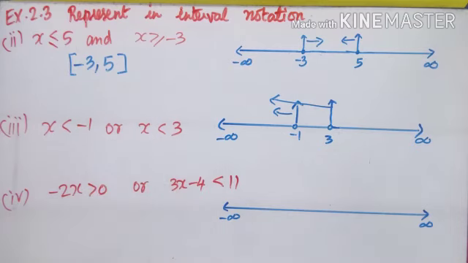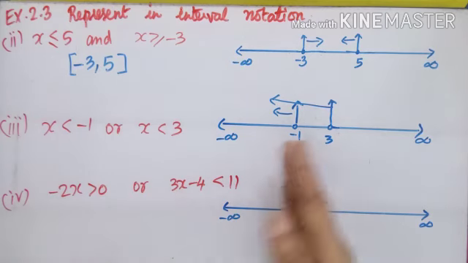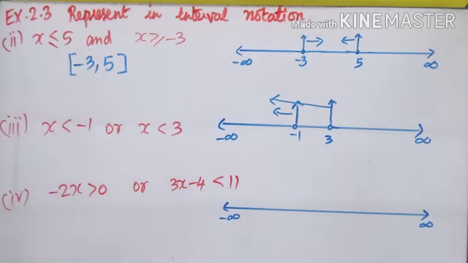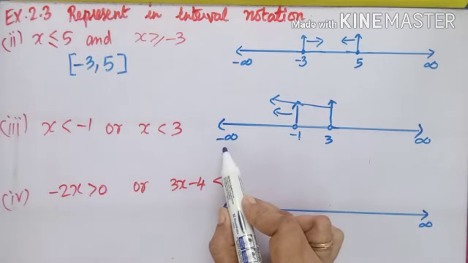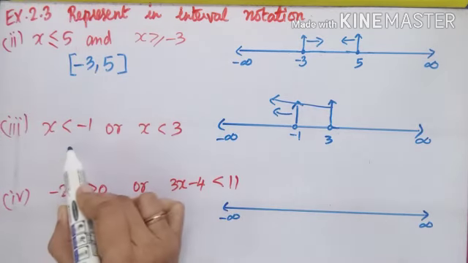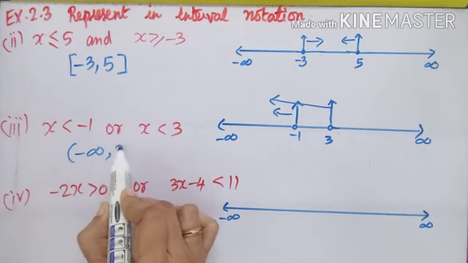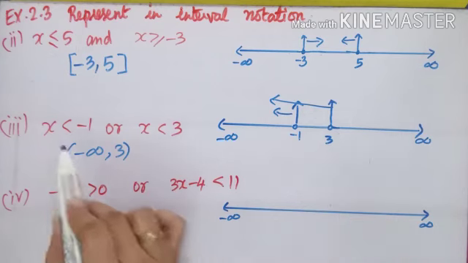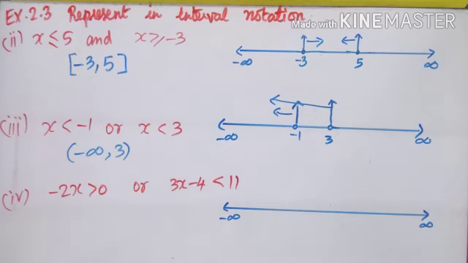The word OR means join these two. So when I join, it is not just less than -1. I get everything up to 3. So the full portion is covered. So what is my answer? -infinity to 3. How do I write it? (-infinity, 3). So below 3 naturally implies below -1 also. So we are joining, and the answer is (-infinity, 3).